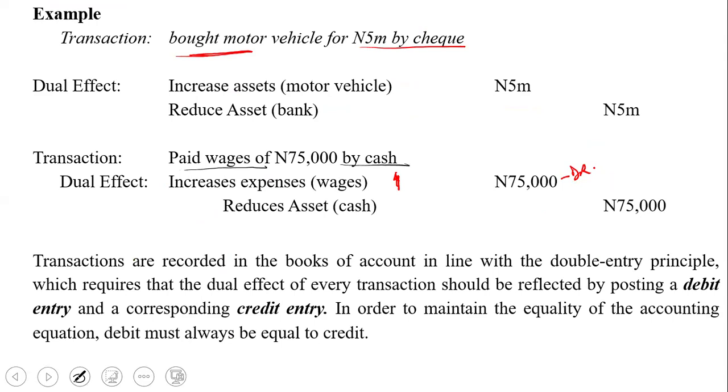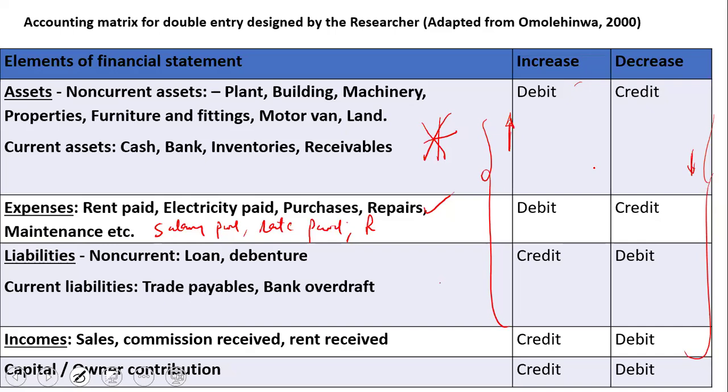Now let's quickly reiterate what we have been taught earlier about all the fundamentals. Let's go back, because the matrix is going to be the fundamental thing that we'll look at. We said when an asset increases, we debit. I'm repeating. When our asset is increasing, the rule says we debit. What happens when our asset is reducing? The rule says we credit.